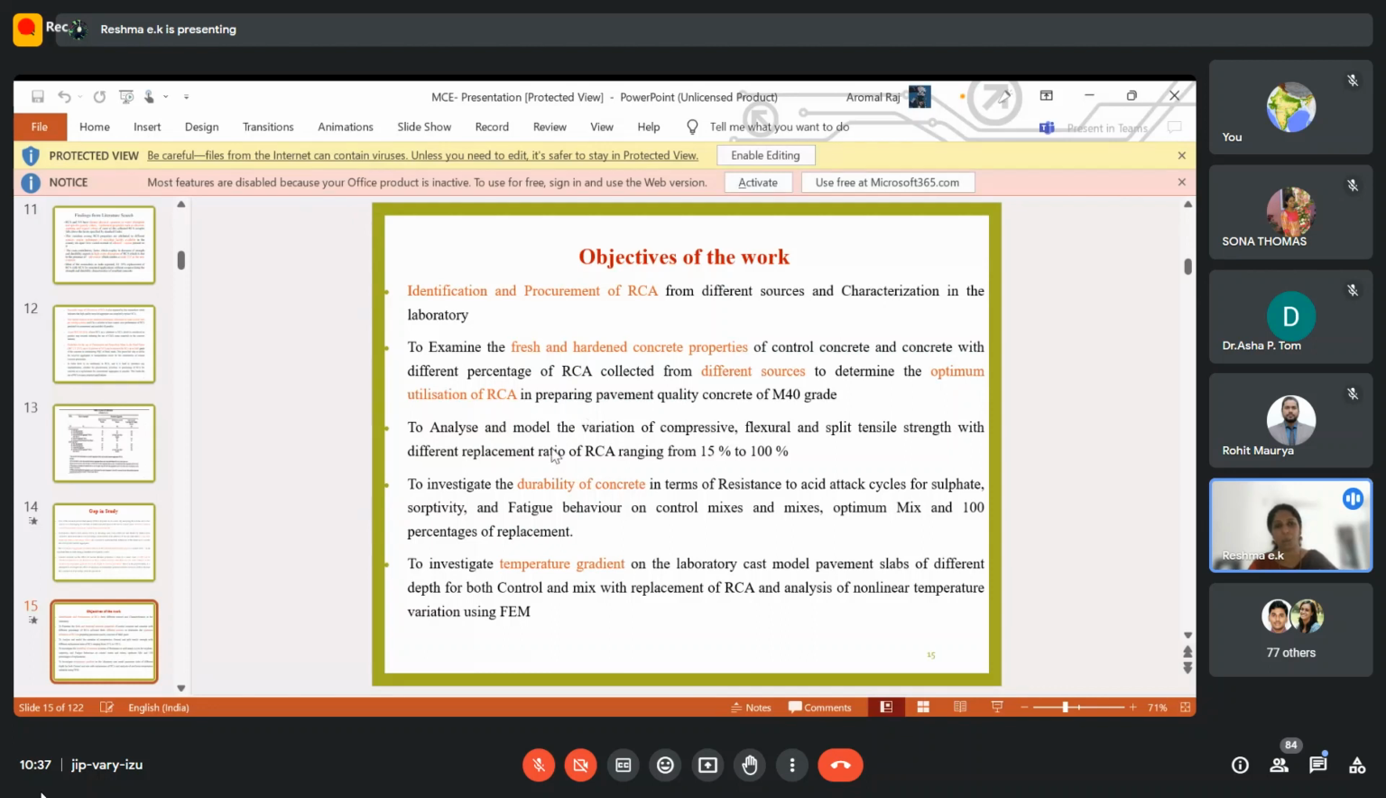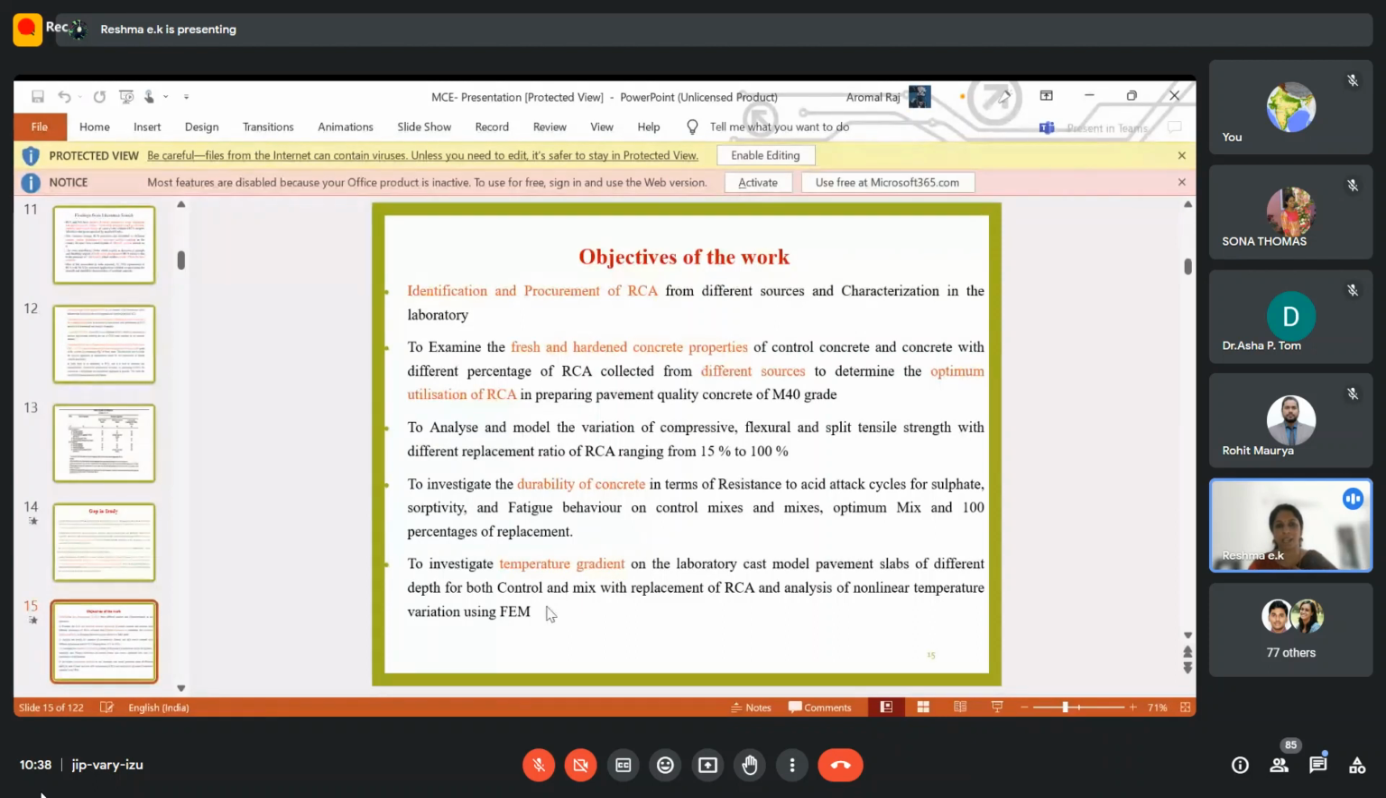Then I tried to analyze the results, and relate compressive strength with flexural strength and split tensile strength, the relationship. That is one more thing. Next is durability in terms of resistance to acid attack, sorptivity and fatigue behavior. Last one is temperature gradient. This I'll not be covering in today's class.